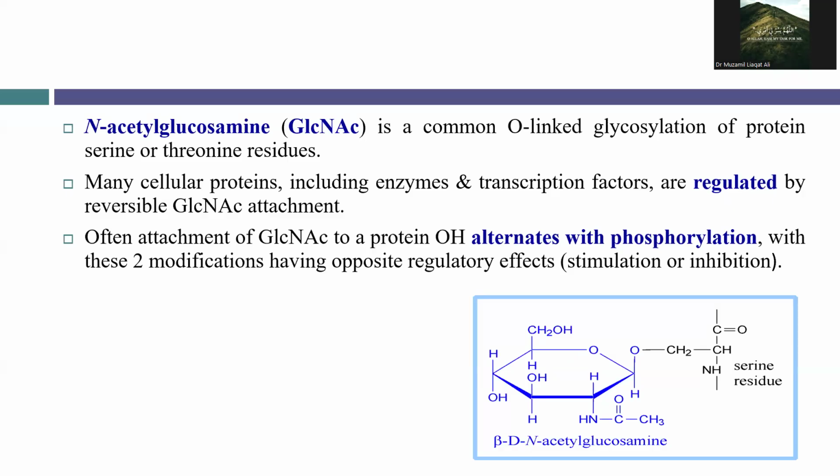Interestingly, this modification often alternates with phosphorylation at the same site, exerting opposite regulatory effects. One may activate while the other inhibits the protein. This yin-yang relationship is a key mechanism in cellular signaling and is increasingly linked to diabetes, neurodegeneration, and cancers.